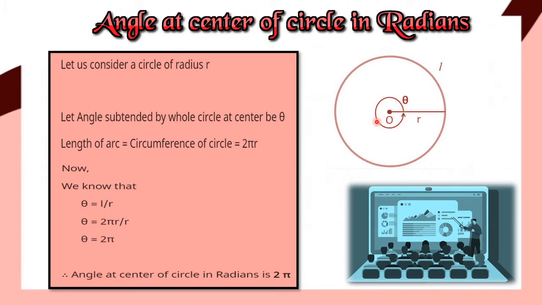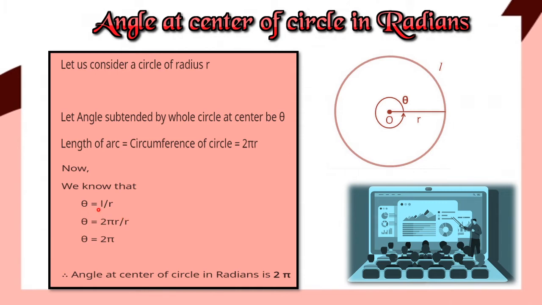How much is this angle? This is a complete angle, right? Isn't it equal to the circumference of the circle? In other words, if I ask how long is this length of arc, it means this is the complete circle. And how much is the complete circle? This is equal to the circumference of the circle, which is 2 pi r. So we know that theta is equal to L by r.